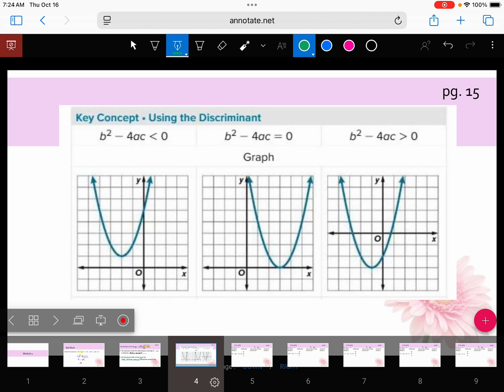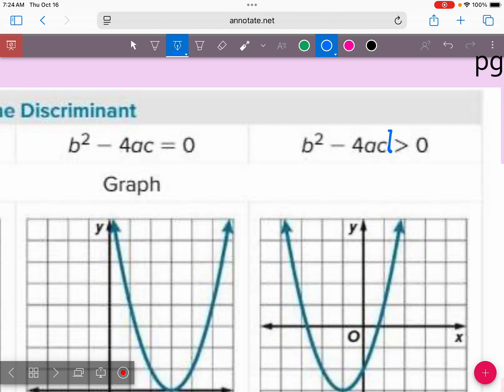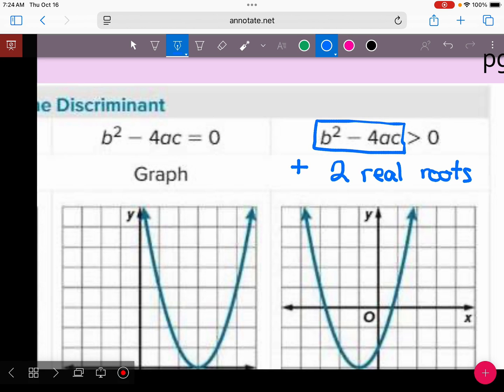So here's a few examples of what it looks like when we have our 1 real root, our 2 real roots, or no real roots. And what we're going to see is when we have our discriminant, that b squared minus 4ac, when we get a value that is bigger than 0, so when we get a positive number, so if my discriminant winds up as a positive number, we get 2 real roots. That's what it means when it says this greater than 0. It means we get a positive number.